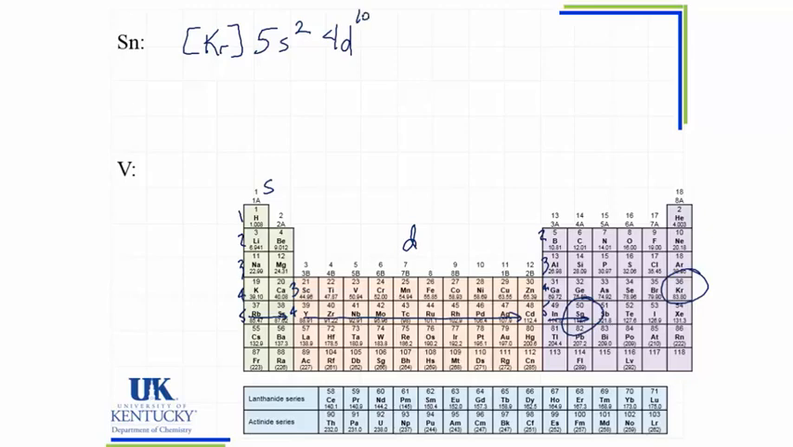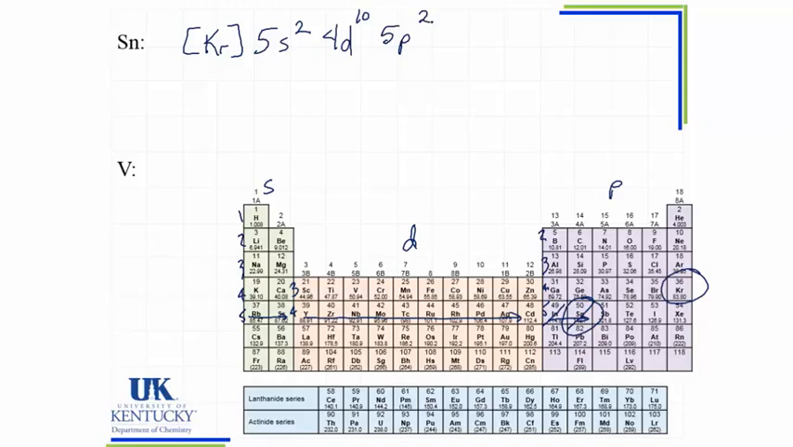And now we hit the purple zone, and that was our P block. We've counted down, so that's 5P. And it takes 1, 2 till we get to tin. We count the 2 as well, so it's 5P2.